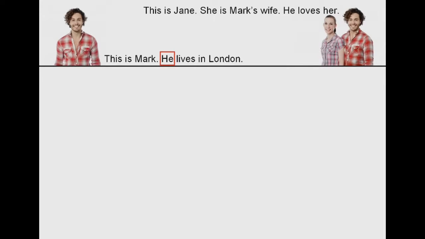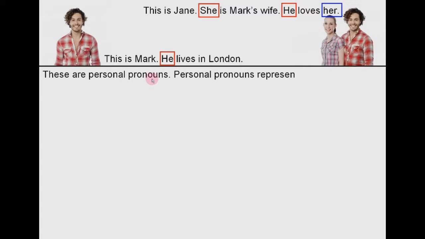So this is the first personal pronoun, he. She is also a personal pronoun. And here is he again, a personal pronoun. And her is also an example of a personal pronoun. Okay? So these are the personal pronouns, some of them. And personal pronouns represent a person or thing.